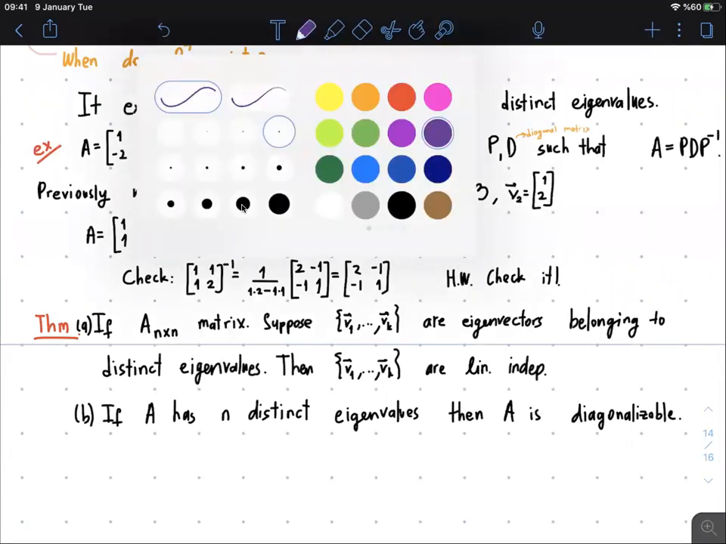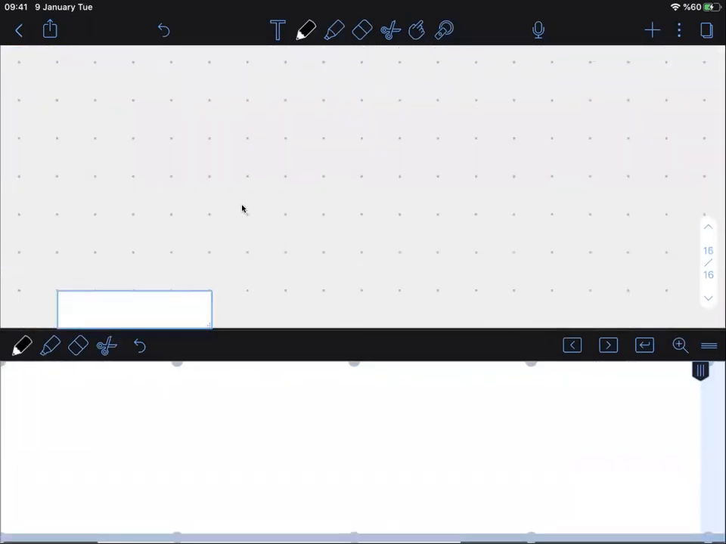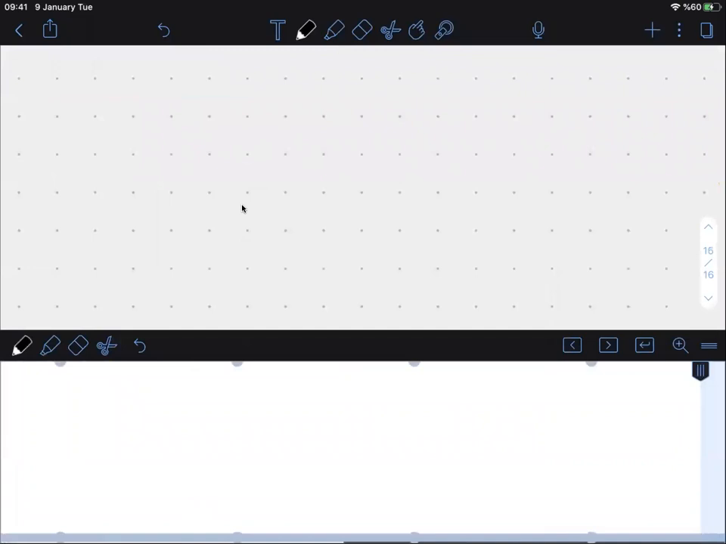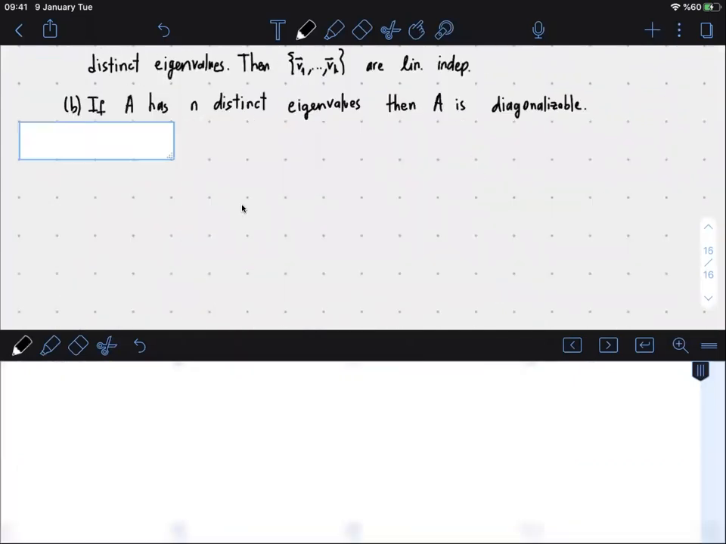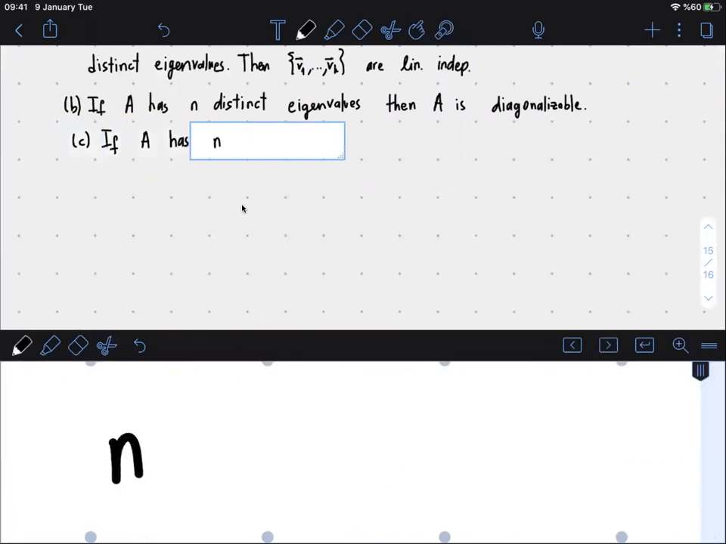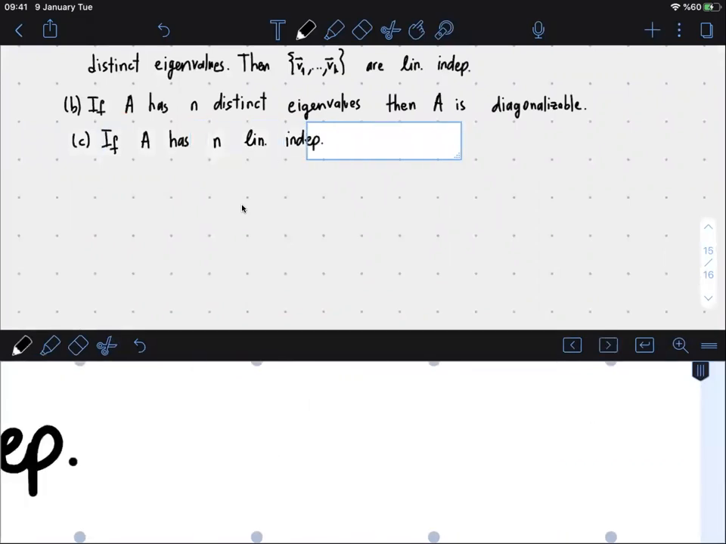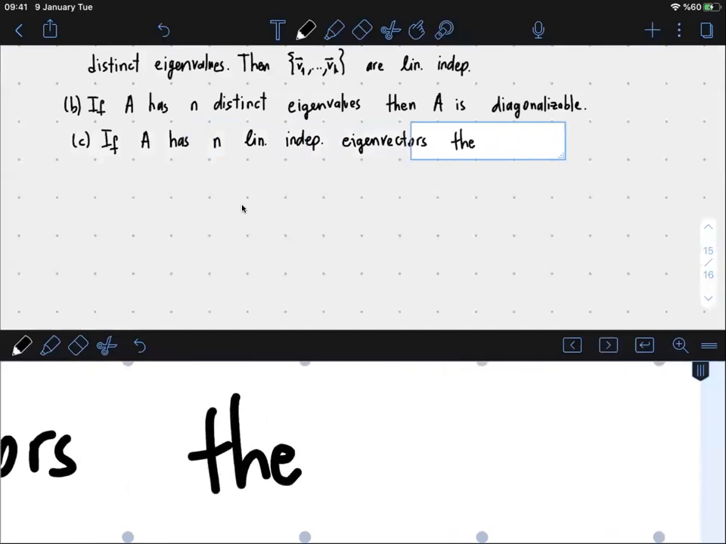Let's say part C for this one. If A has, in fact, n linearly independent eigenvectors, then A is diagonalizable.